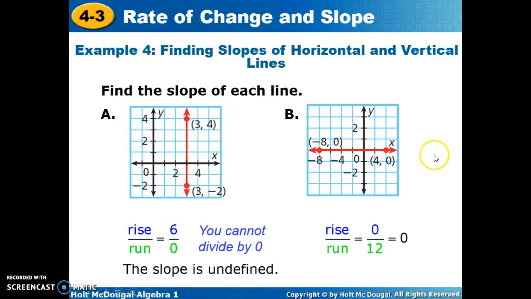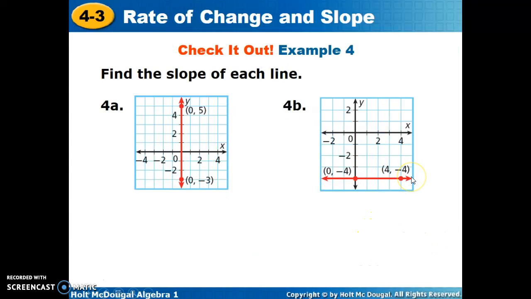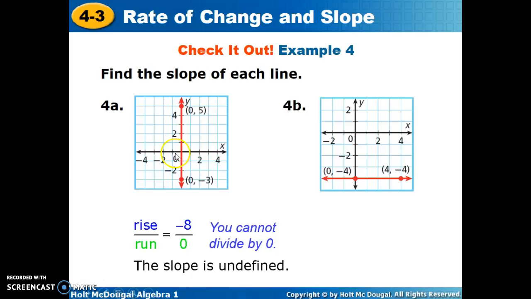Here's our other special line. We rise 0 from one point to the other. We didn't go up or down, but we did run. We rose 0 and ran 12. 0 over 12 is 0. Find the slope of each one of these lines. This is check it out example 4. We can see rise of -8 over 0. Cannot divide by 0, therefore this slope is undefined, and this slope is 0.